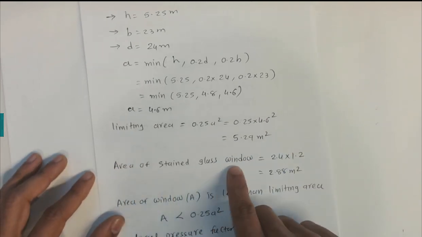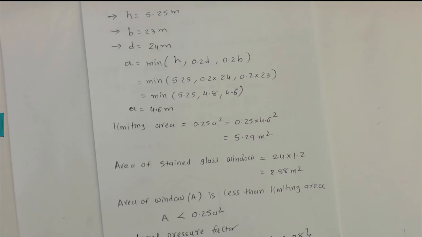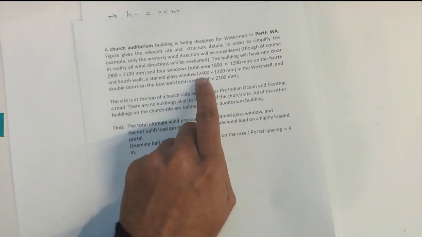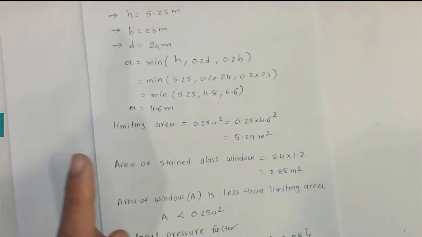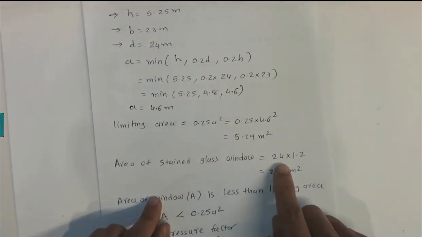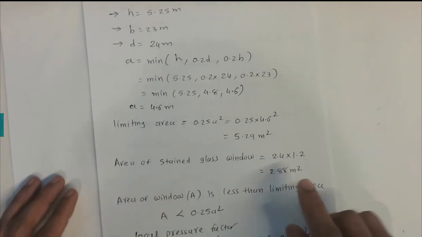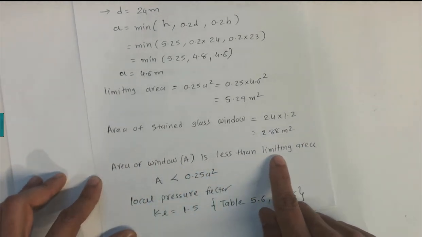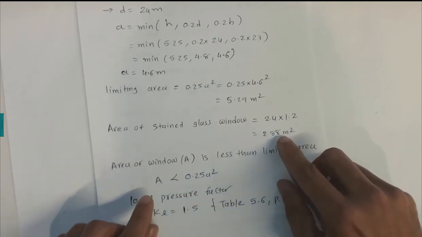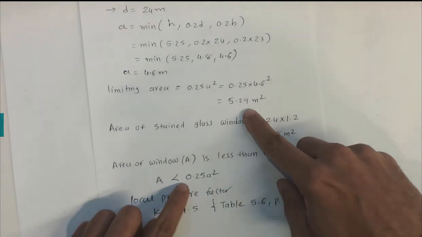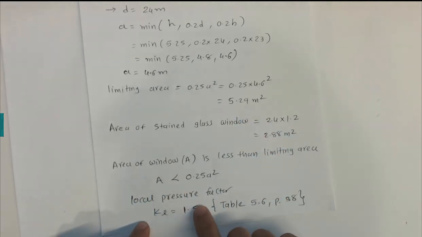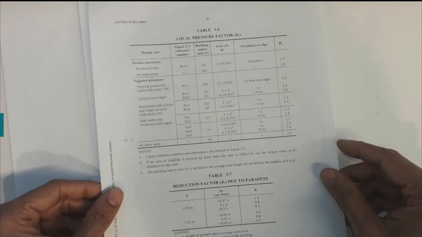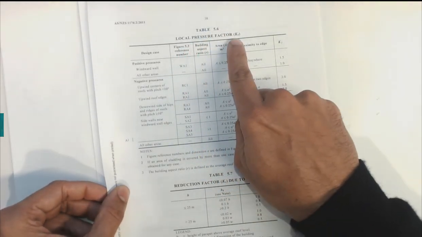Now the area of the stained glass window, this dimension is given in our question. The stained glass window is 2.4 meter by 1.2 meters, so the area of the stained glass window is 2.88 meter square. In our case, area A is less than the limiting area, 2.88 is less than 5.29. So for local pressure factor KL, we need to use table 5.6, on page number 38.